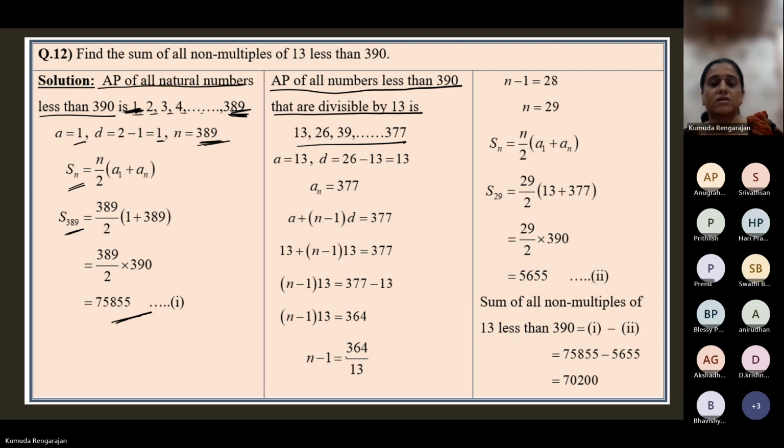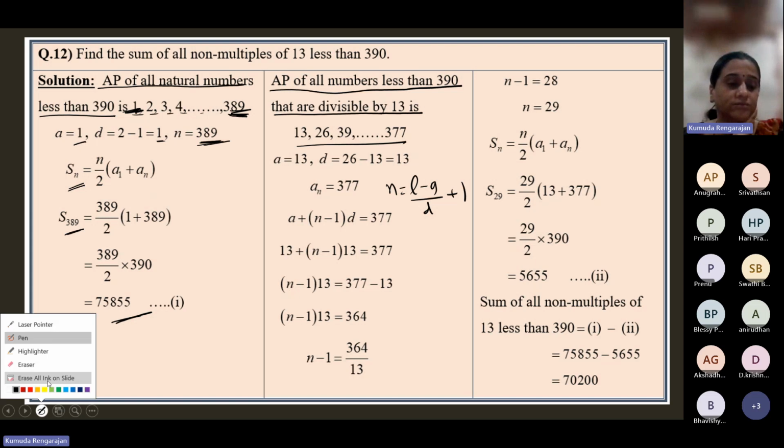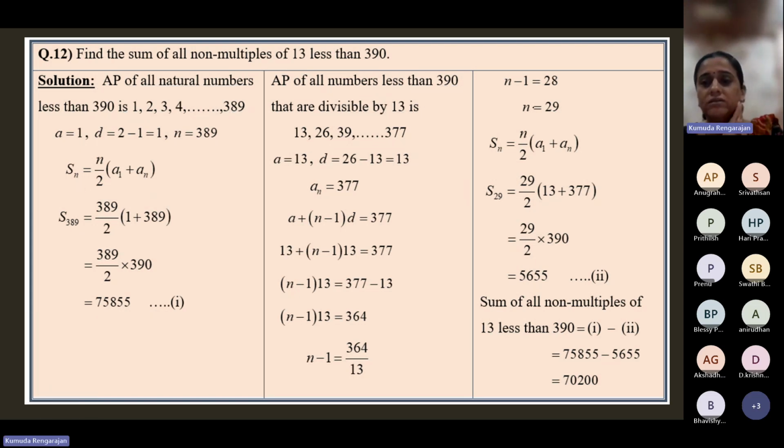Then AP of all numbers less than 390 that are divisible by 13. Find the sum. But here to find the sum, you need to find the value of n. N can be found using L minus A by D plus 1, or the procedure you see here, which is already familiar to you. So find the value of n. N is 29. So we need to find S29, which is 29 by 2 into the first term plus the last term, which is 5,655. Now the sum of all the non-multiples of 13 less than 390 will be this answer minus this answer, 70,200.